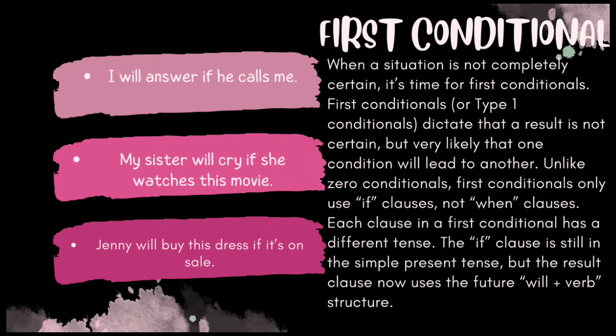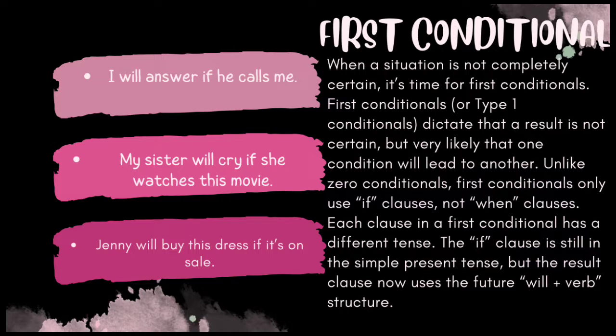Each clause in a first conditional has a different tense. The if clause is still in the simple present tense, but the result clause now uses the future: will plus verb structure.